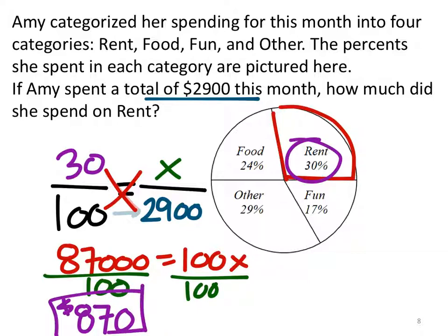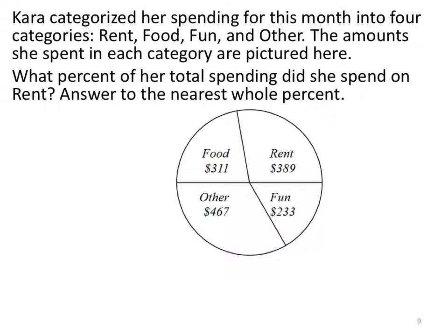Now again, if you want to be more specific and put that it is for rent, then that's fine. You could. Kara categorized her spending for this month into 4 categories: rent, food, fun, and other. The amounts she spent in each category are pictured here. What percent of her total spending did she spend on rent?